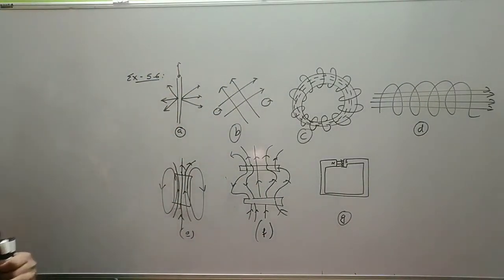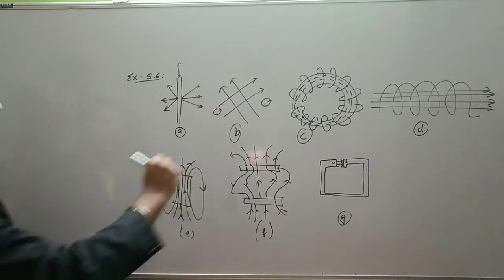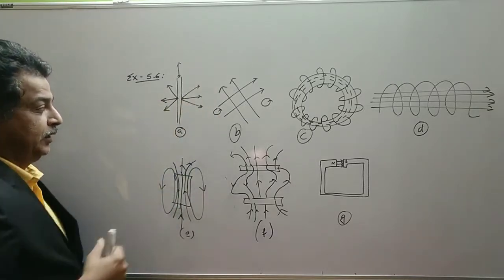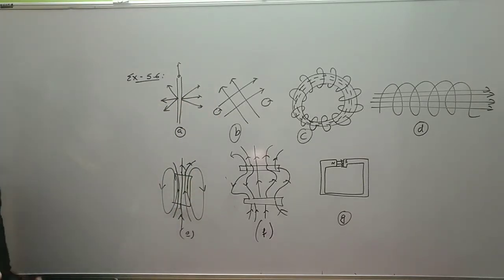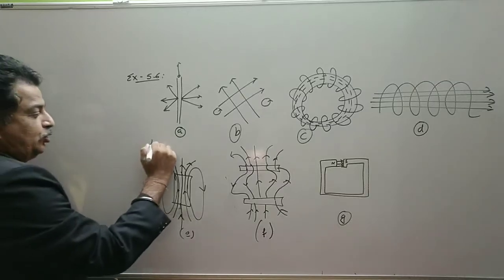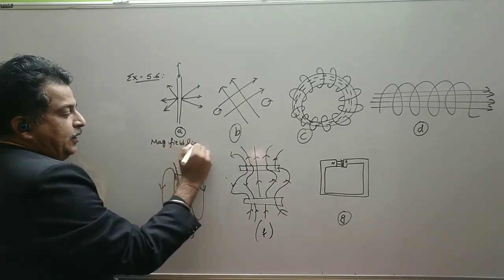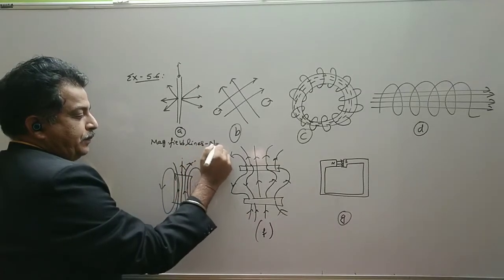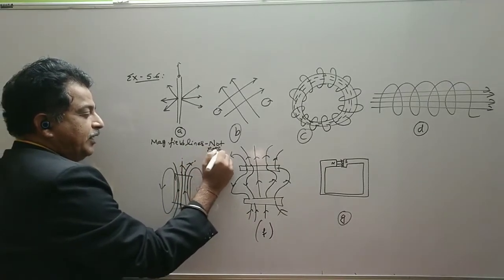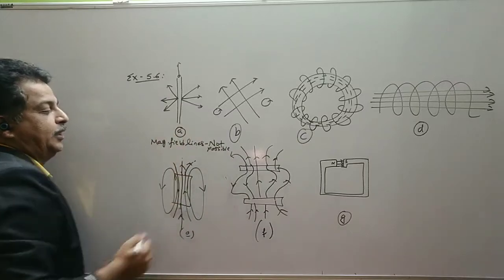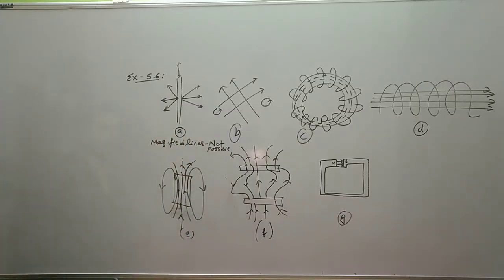suppose it is an infinitely long wire carrying current I. So clearly the field lines are emerging from it, which is not the case for the magnetic field line. So it does not represent magnetic field lines, not possible. But if it is an infinitely long wire, the electric field line is possible.